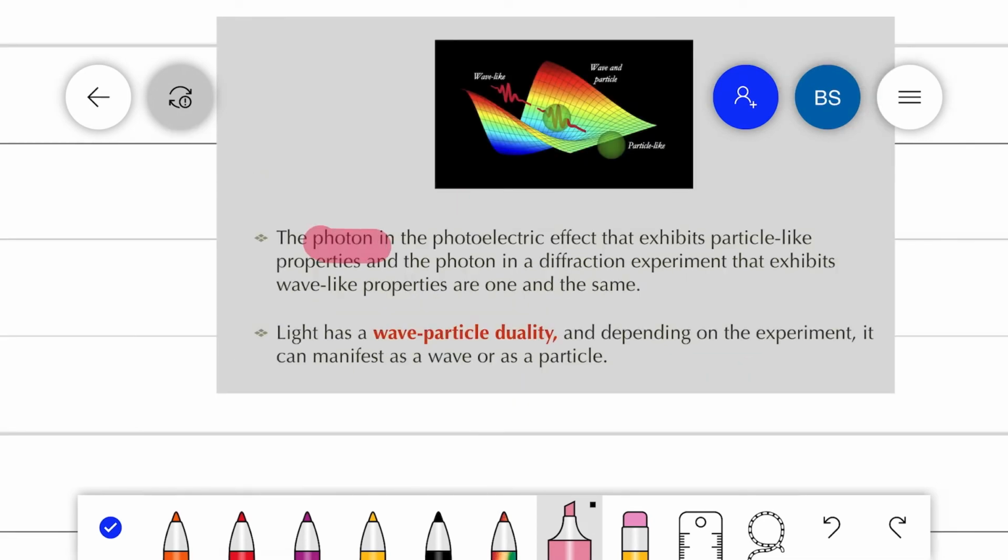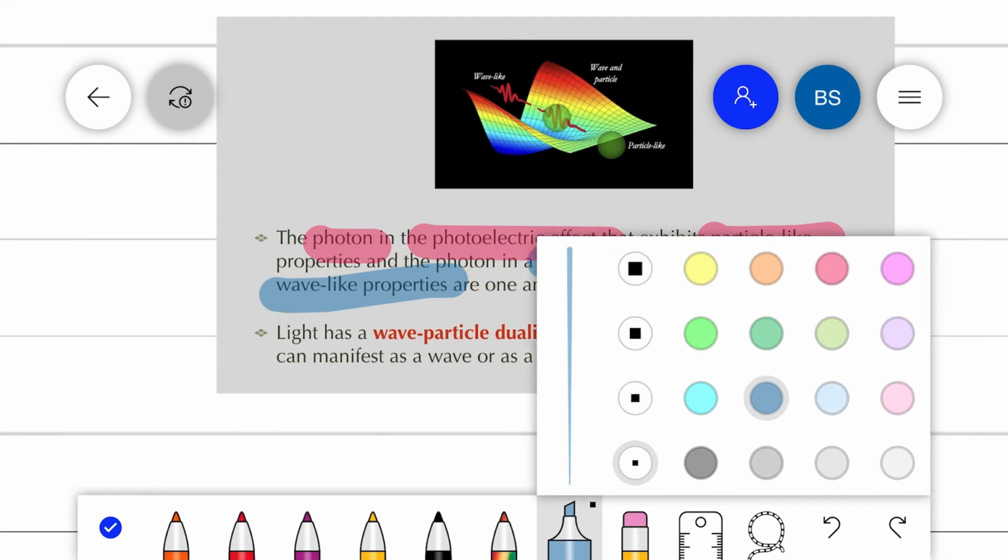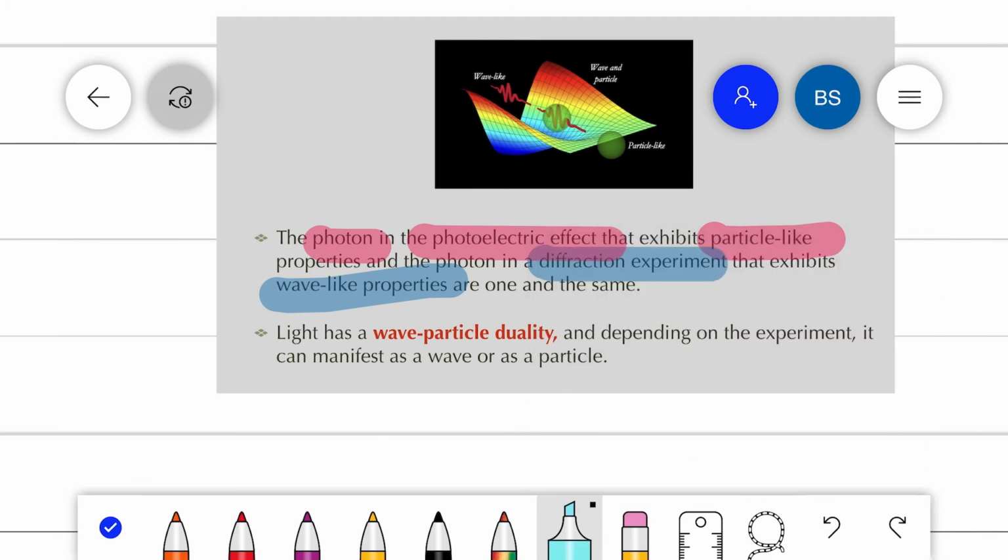Many experiments have shown that light exhibits wave-like behavior, that is, light can be diffracted by an aperture or slit. However, the photon in the photoelectric effect that exhibits particle-like properties, and the photon in diffraction experiments that exhibits wave-like properties, are one and the same. This recognition forces us to conclude that light has a wave-particle duality, and depending on the experiment, it can manifest as a wave or as a particle.